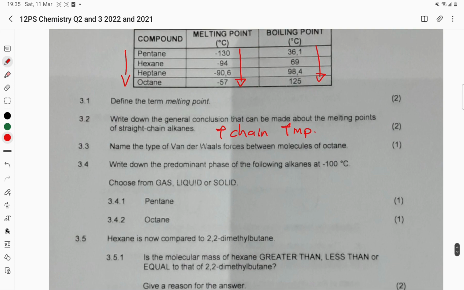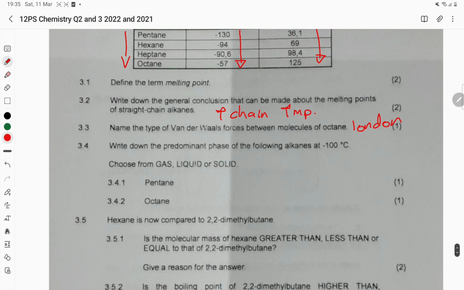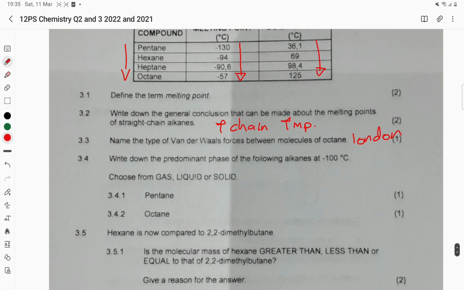3.4, write down the predominant phase of the following alkanes at negative 100 degrees Celsius. Choose from gas, liquid, or solid. So you just draw a number line.